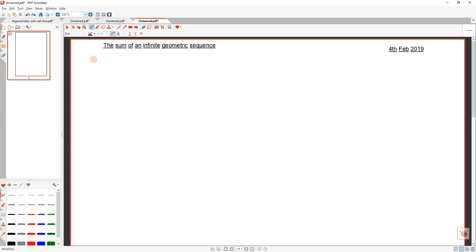So first thing we're going to look at is, I want you to, good morning, consider the sequence Un equals 3 times, let's say, 2 to the power of n. Okay, so we've got a sequence and it's given to us by a formula.